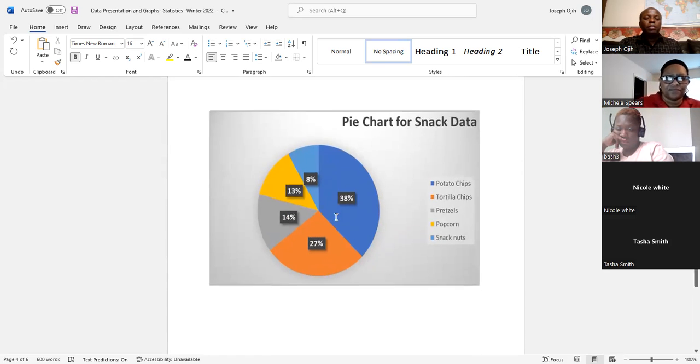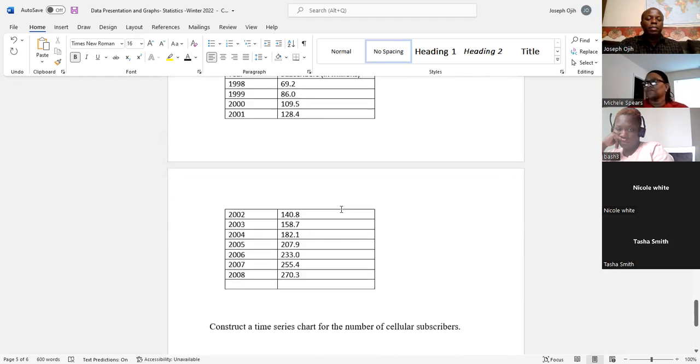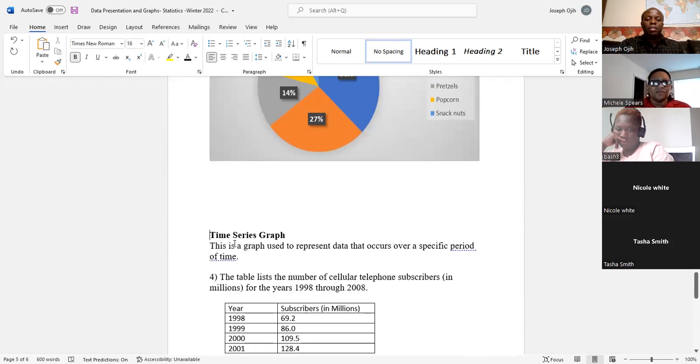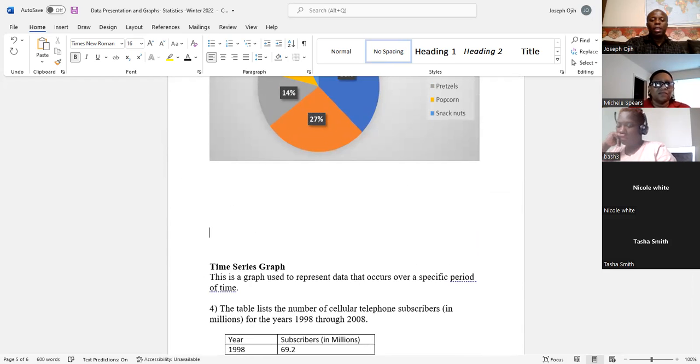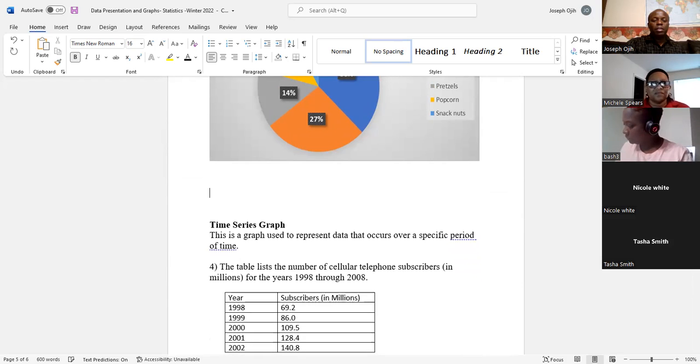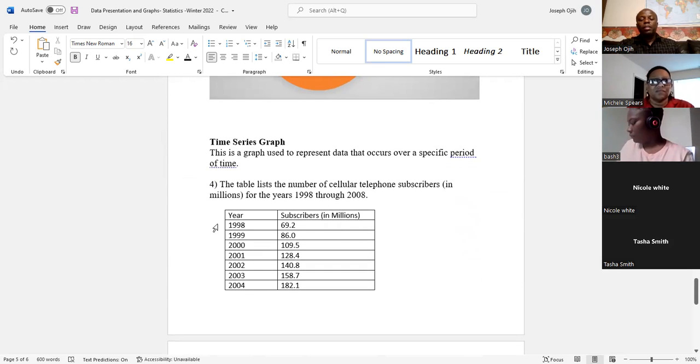Now, next chart, which is the last chart we'll be doing tonight, is the time series graph. This graph, you see it all the time. A time series graph, we use it to represent data sets that occur over a specific time period. Things like unemployment statistics, production output in an industry, and so on and so forth.